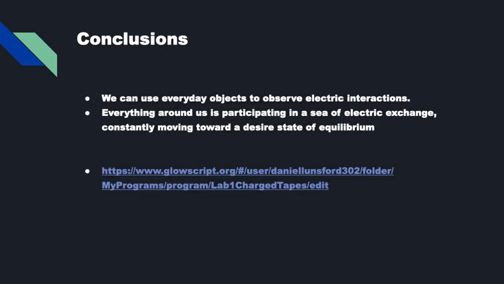So some of the conclusions here were that we can use everyday objects to observe electric interactions, and everything around us is sort of participating in a sea of electric exchange, constantly moving toward a desired state of equilibrium. Alrighty, that's my presentation.